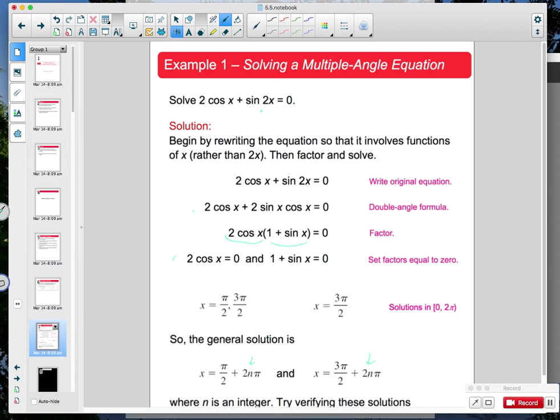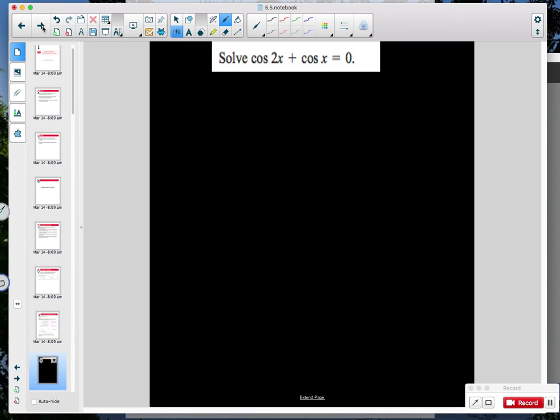Now for the second one, I have 1 plus sine x equals 0, so sine of x equals negative 1, and x is 3 pi over 2. I'm adding 2 pi n, and you get again the same answer. I don't have to write it 2 times. Alright? So go ahead and solve this. I'm going to stop the video for a second.